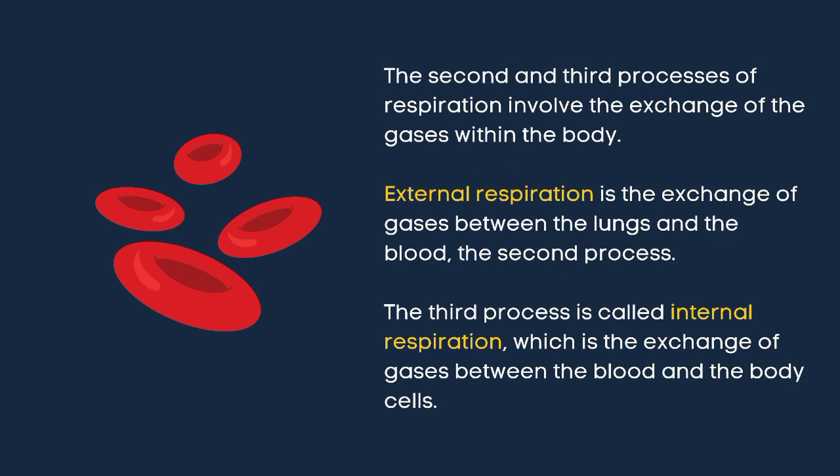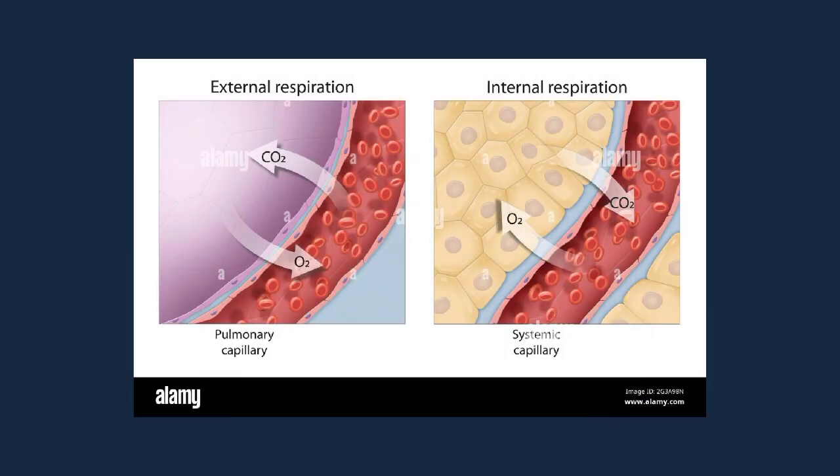The second and third processes of respiration involve the exchange of gases within our body. The second process is external respiration, which is the exchange of gases between the lungs and the blood. The third process is internal respiration, which is the exchange of gases between the blood and the body cells. As we can see in the picture, during external respiration, oxygen diffuses from the alveolar air into the blood, while in internal respiration, oxygen diffuses out from the blood into the body tissue.